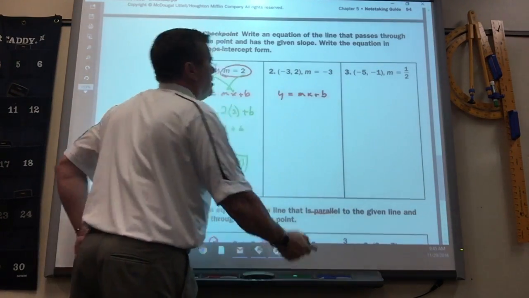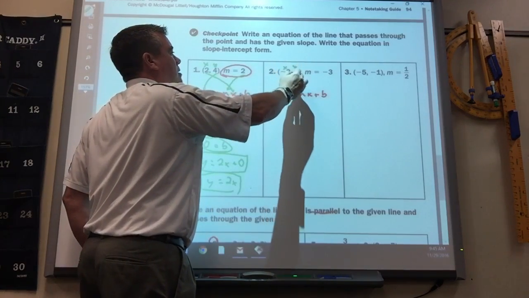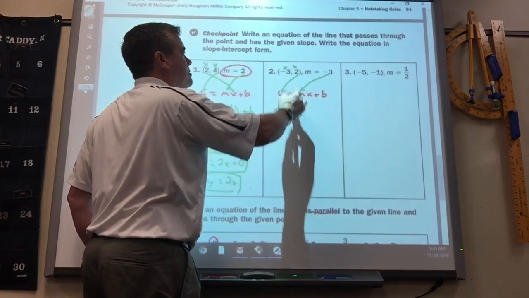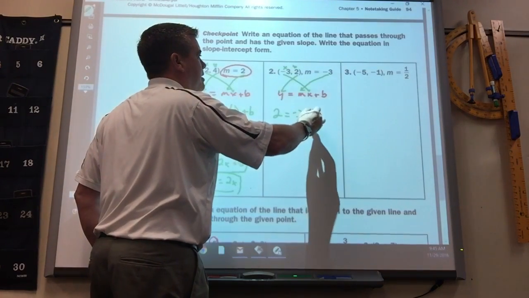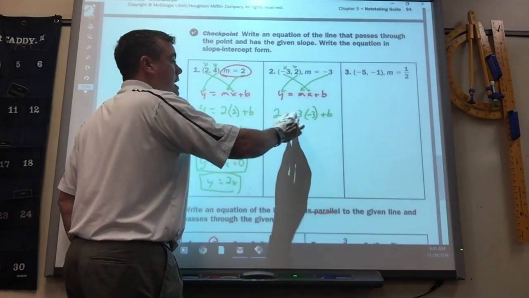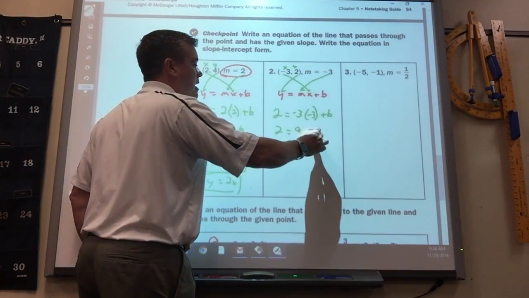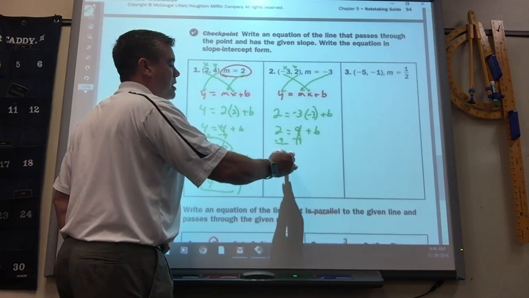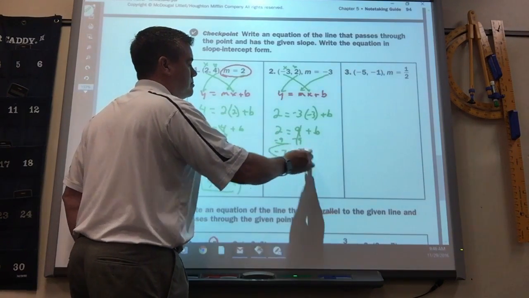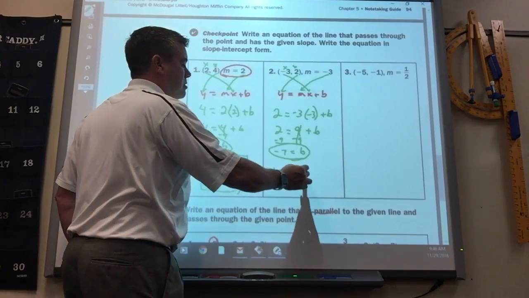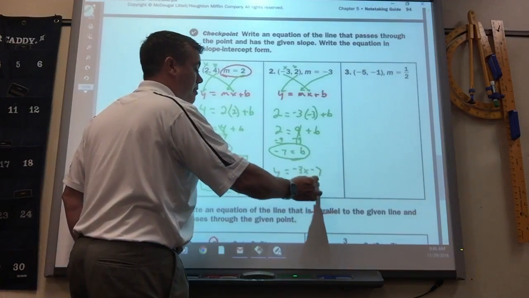So here, x and y, put the 2 in for the y. M is negative 3, x is negative 3, plus b, and then you solve it. Negative 3 times negative 3 is positive 9. So you subtract 9 to get the b by itself, and you get negative 7. So it'd be y equals negative 3x minus 7.